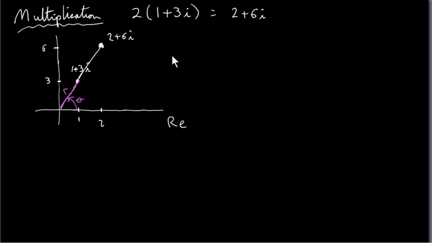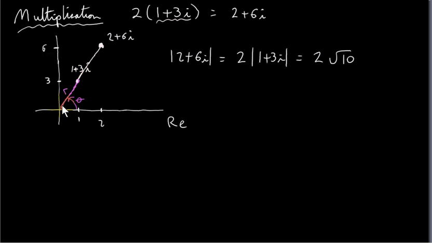So the modulus of 2 plus 6i is actually 2 times the modulus of 1 plus 3i. The modulus of 1 plus 3i is the square root of 1 squared plus 3 squared. That's the square root of 1 plus 9, or the square root of 10. So you can see that theta is left unchanged. When we multiply a complex number by a real number, we just scale that complex number.